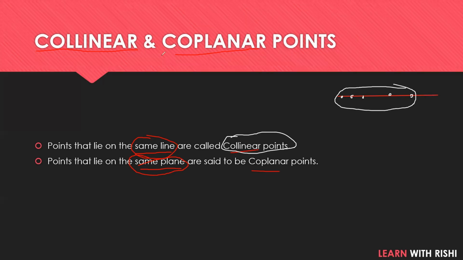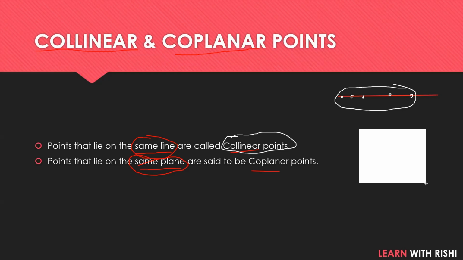Now, points that lie on the same plane. What is a plane? This is my plane. The mobile from which you are seeing this video is also a plane surface. For example, this white portion is my plane, and there I have some points: first point, second point, third point, fourth point, and so on. These points are lying on the same plane. This is one plane, and all the 5 points are lying on it, so I can say all these 5 points are coplanar points.